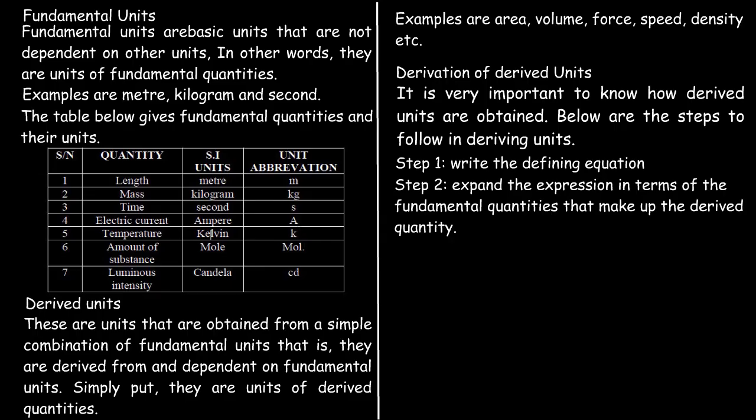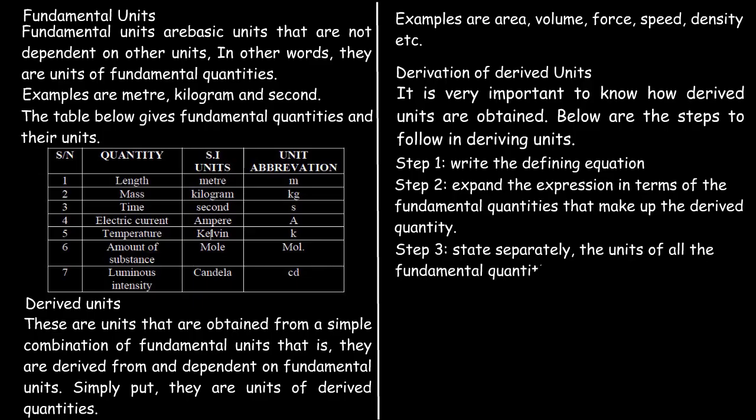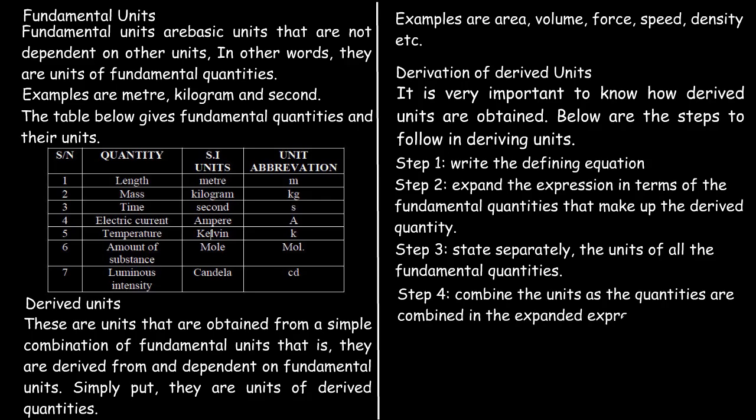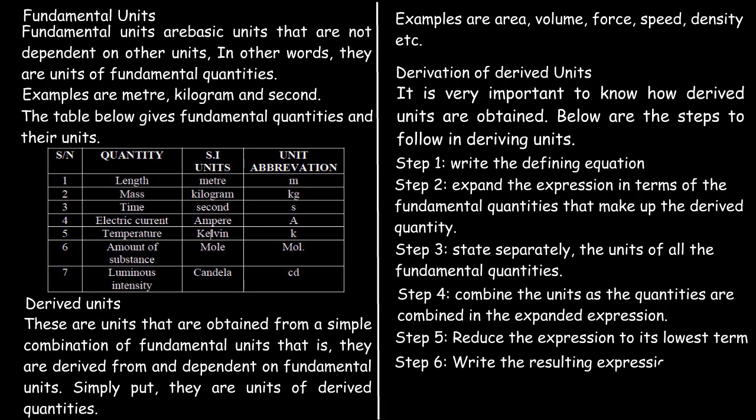The next step, which is step 3, will be to state separately the units of all the fundamental quantities. Our step 4 is to combine the units as the quantities are combined in the expanded expression. Step 5 is to reduce the expression to its lowest form, and 6 is to write the resulting expression in the index form. That is the way we usually derive our derived units from fundamental units.